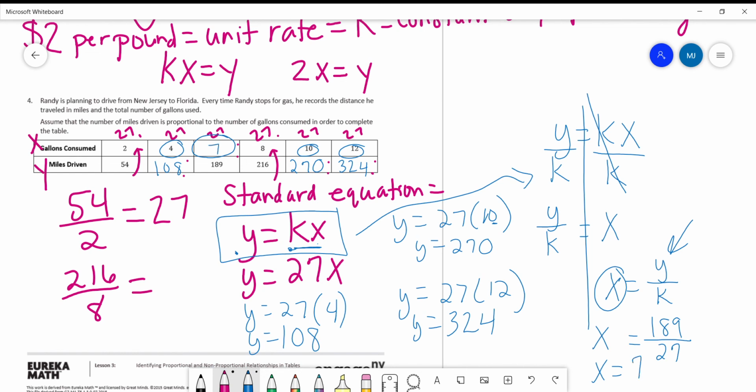That makes sense, since we're progressing in our table here. 2, 4, 7, 8, 10, 12. Tables do not have to go in order. You can put numbers in there. They do need to be increasing in value from left side to right side, but they don't have to be increasing in the same value. I don't have to go up 2, 4, 6, 8. I can have a 10. I can have a 7. I can have a 9 if I wanted to. They just have to progress in value from left to right.